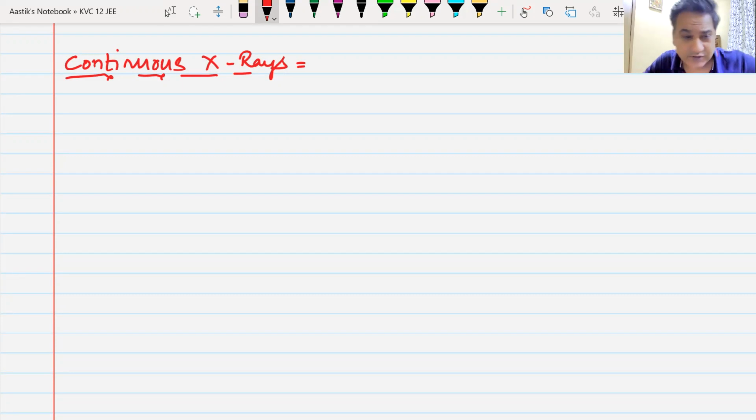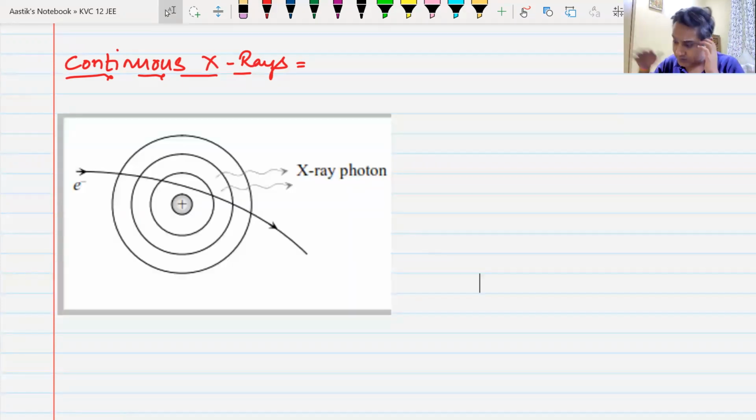Now, how are these X-rays produced? No one is going to ask you this, but still you can draw this diagram. I will tell you how these continuous X-rays are produced. We know that these fast moving electrons are going to, please listen to me, then you can draw. These fast moving electrons are moving towards the target element, target metal.